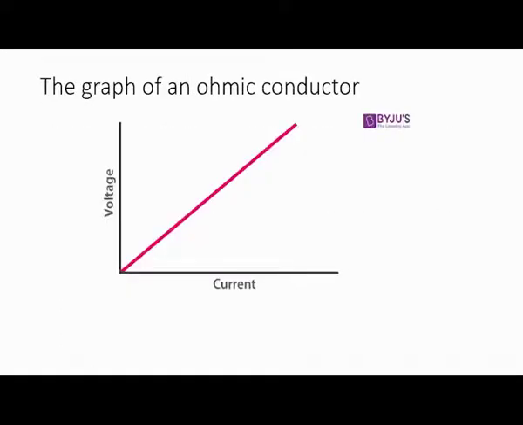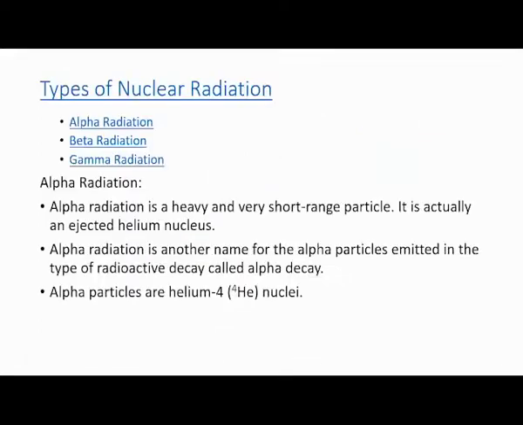There we have an example of an ohmic conductor. Ohmic conductors are conductors that obey Ohm's law. So the voltage and currents, they are directly proportional. The resistance doesn't change. Therefore, the graph is a straight line through the origin showing a direct proportional relationship.